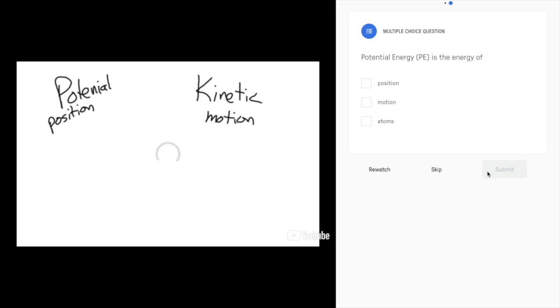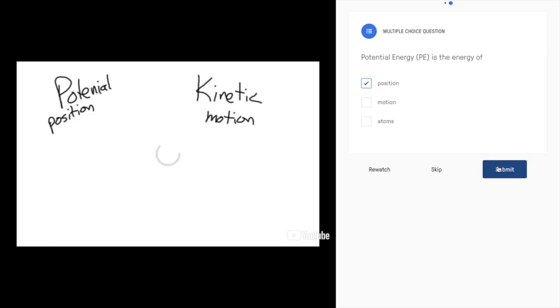Potential energy, or PE, is the energy of position, motion, or atoms. Did you say position? Let us try.